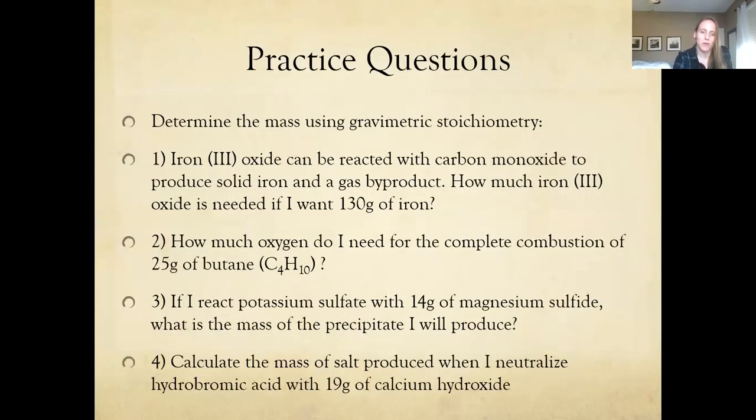So we're just going to go through a couple practice questions. I would recommend that you watch me solve the first practice question and then try the remaining three on your own and come back to see the solutions.